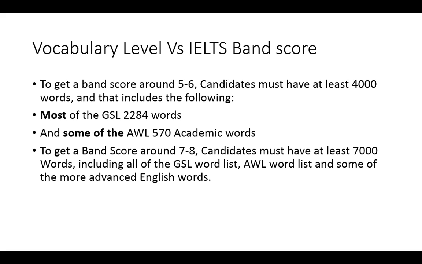So basically, if you're looking at any higher band score around 7 to 8 in IELTS, candidates must have at least 7,000 words, including all of the general service word list, as well as the AWL word list, and some of the more advanced English words.